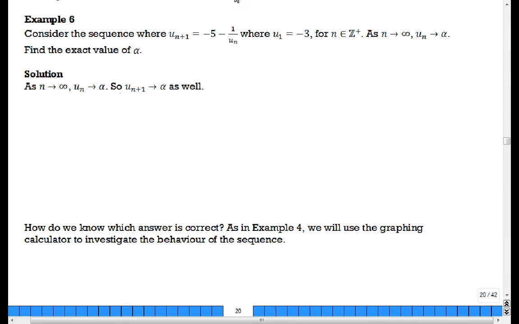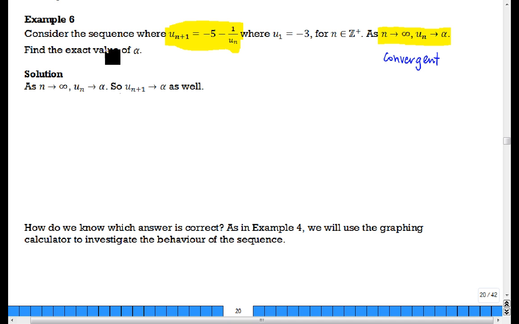Okay, example 6. Now, consider the sequence. Again, you are given a recurrence relation. You are actually given that as n tends to infinity, un tends to alpha, which means it is convergent, right? Just by looking at this expression, you can tell that they're telling you that this sequence is convergent. Okay.